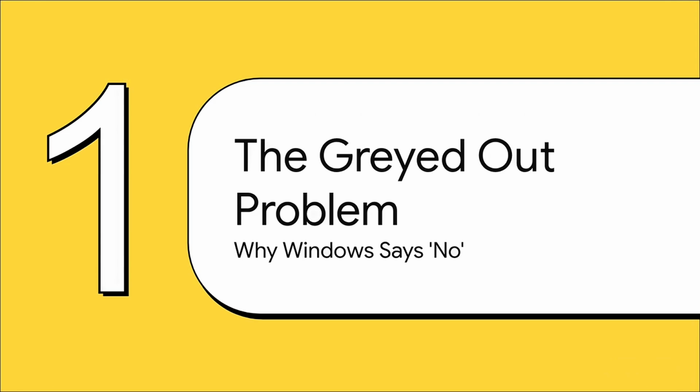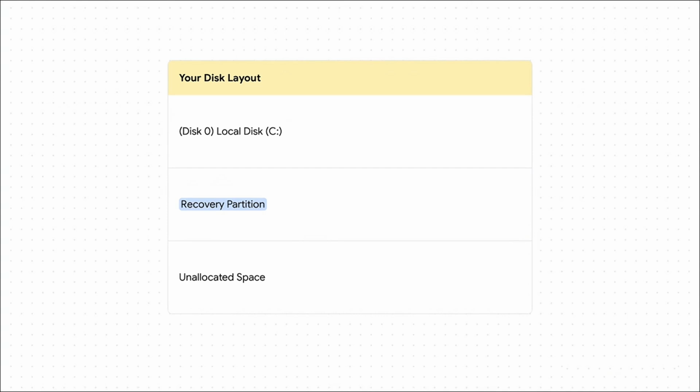Well, the reason Windows is telling you no all comes down to a very, very strict rule about how it thinks disk partitions need to be organized. Take a look at this. This is a super common disk layout, and it shows you the culprit. See that? Your C drive isn't actually touching the unallocated space. There's another partition, often a small but really important recovery partition, sandwiched right in between. It's basically acting like a wall, completely blocking your C drive from getting to all that glorious empty space.